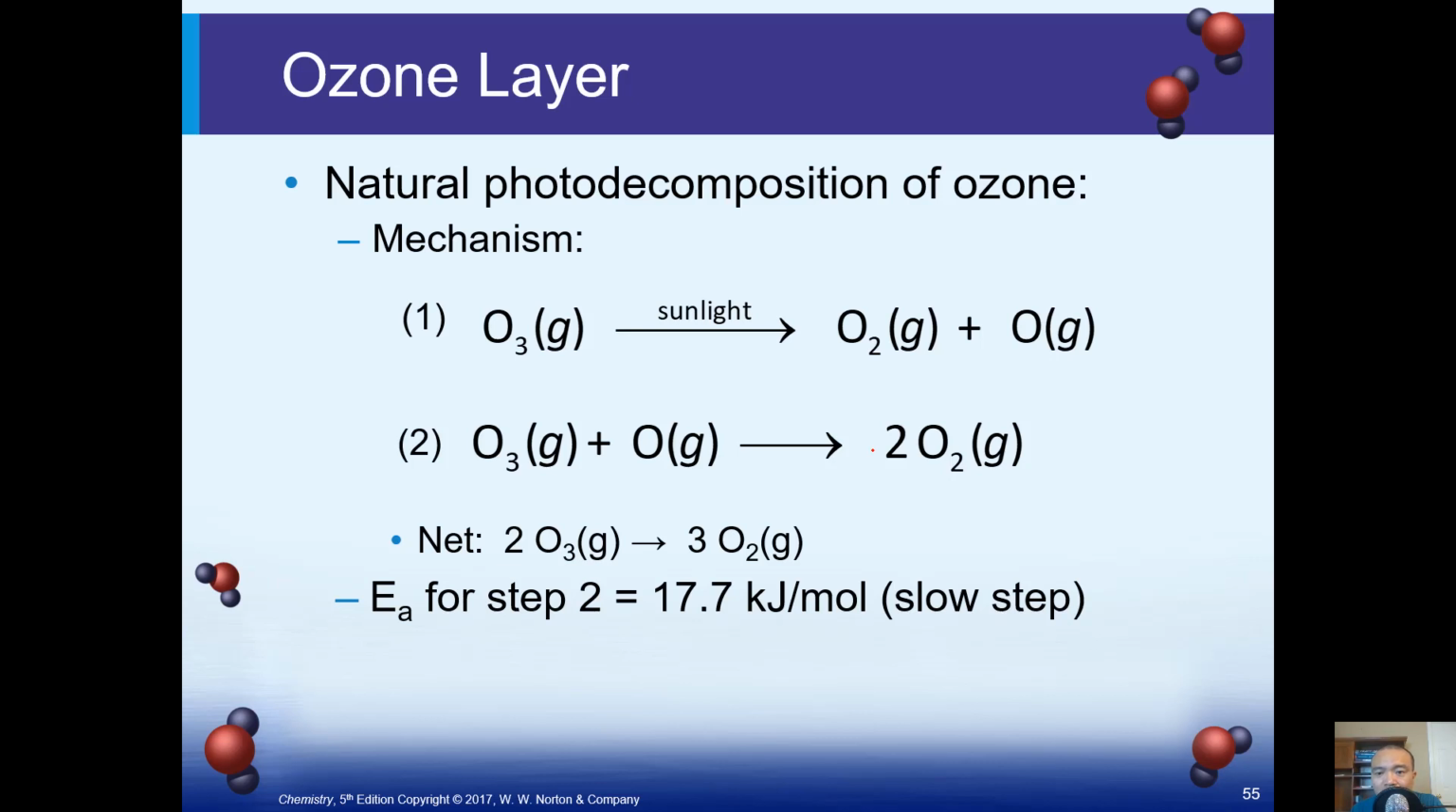Photodecomposition of ozone is a naturally occurring process in the stratosphere. With the proposed two-step mechanism shown, the net reaction is the conversion of ozone to oxygen gas. The activation energy for the rate determined step, the second step, is 17.7 kilojoule per mole.